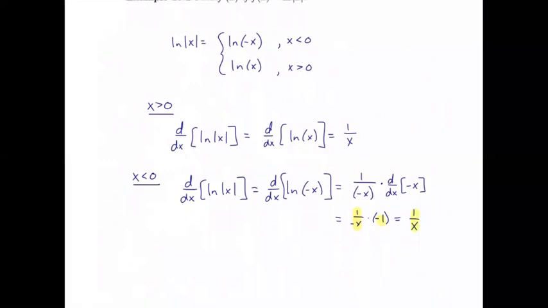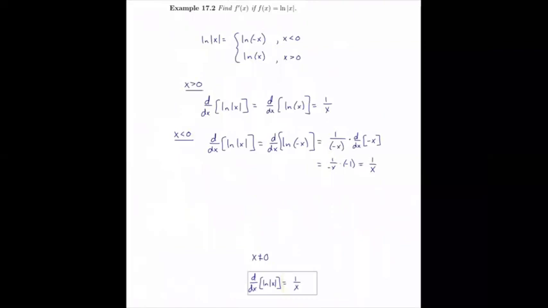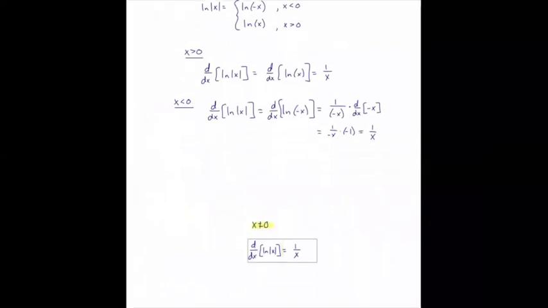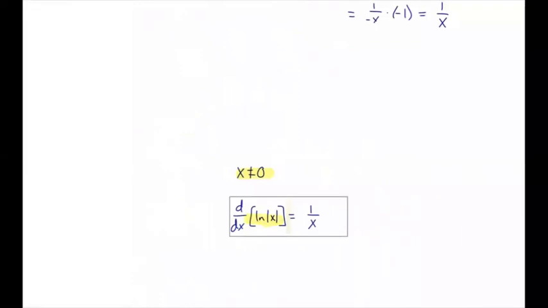And what it turns out to be the case for us, quite nicely, is as long as x is not 0, then the derivative of the natural log of the absolute value of x is equal to 1 over x.